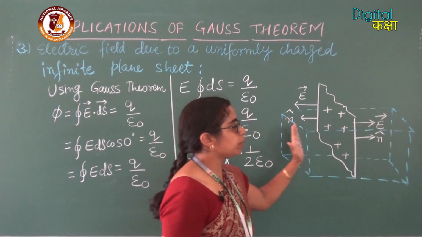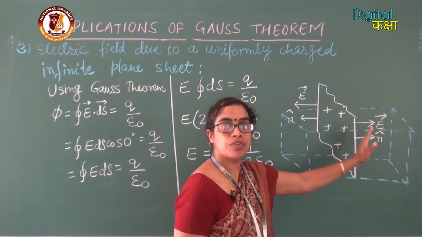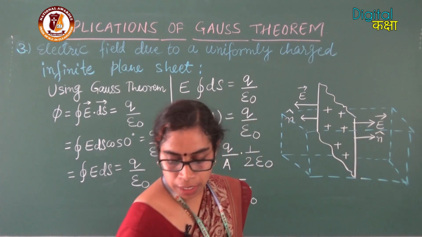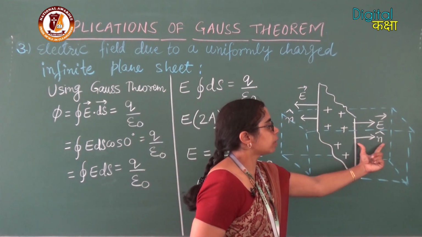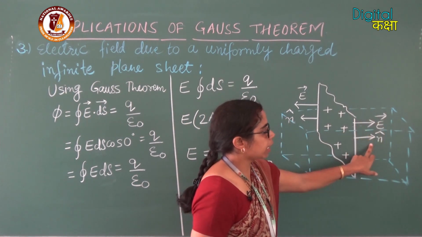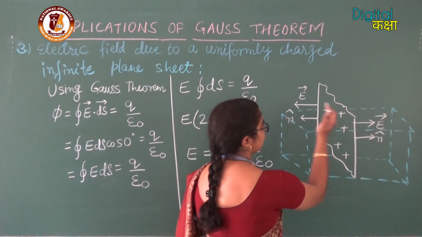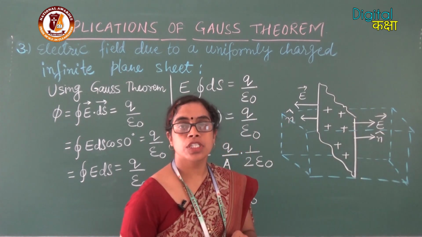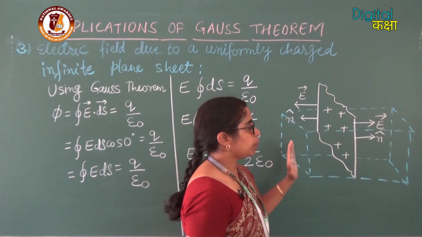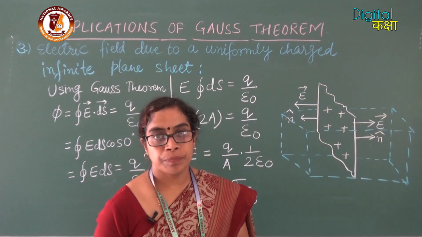On both sides of the plane sheet, we can draw the diagram for the direction of the electric field, which is in the outward direction. Along with that, the direction of the normal unit vector is also drawn. So the electric field's direction and n cap direction you can see in the diagram on the right side as well as on the left side of this sheet. The Gaussian surface around that sheet can be taken as any surface with its area A.